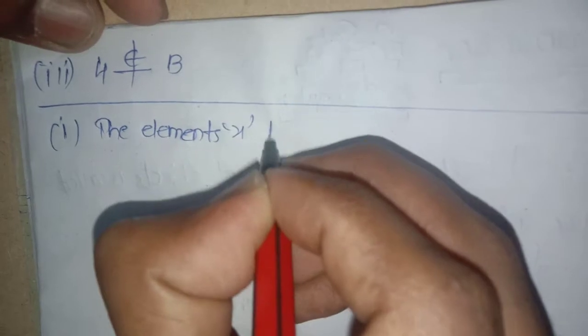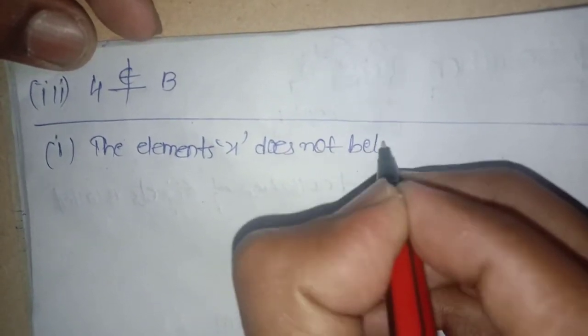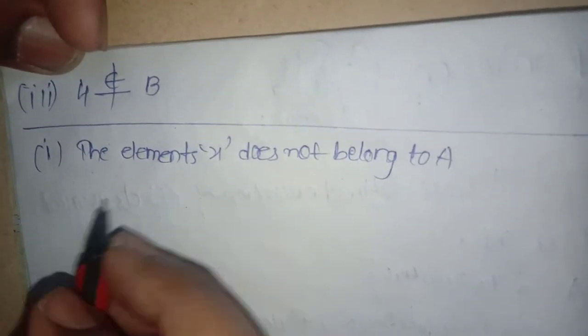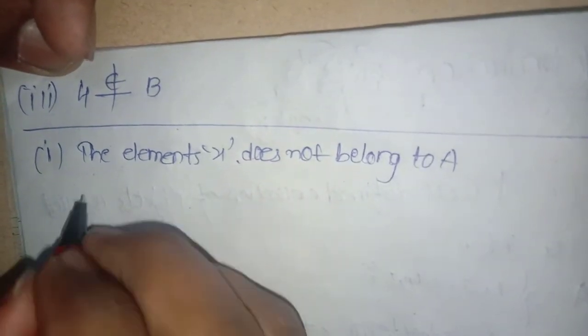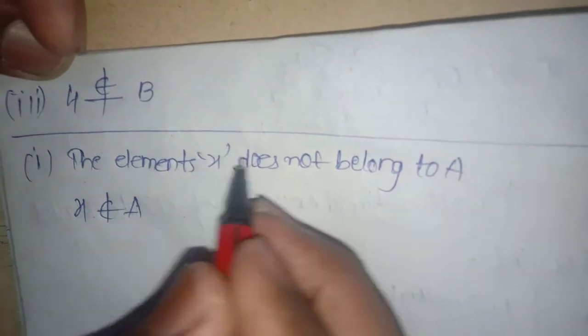First, the element X does not belong to A. So they are given that X does not belong to A, so X is not in A. We have to write in this form when a sentence is given.